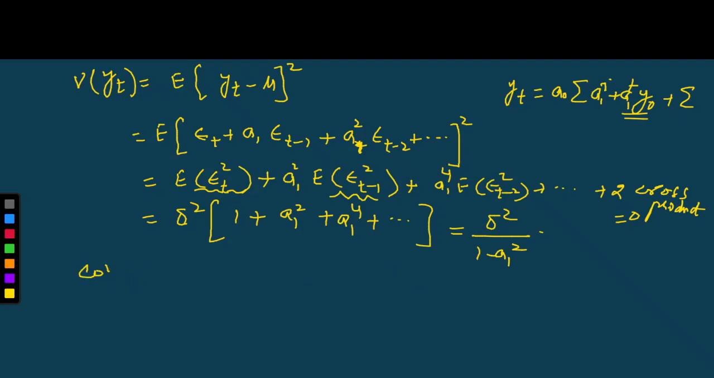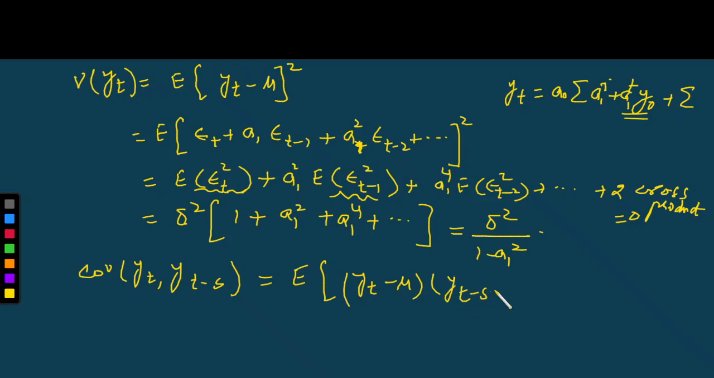Now let's see the covariance of Yt and Yt minus s. This is a very useful thing. I understand this may be getting prolonged, but it is very important for understanding how to identify AR models through ACF or PACF, and MA models. So Yt minus mu, Yt minus s minus mu.